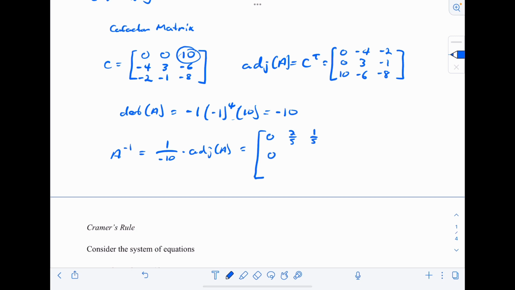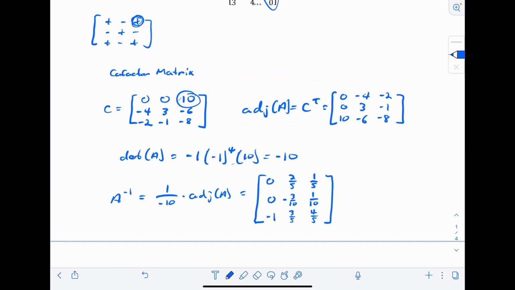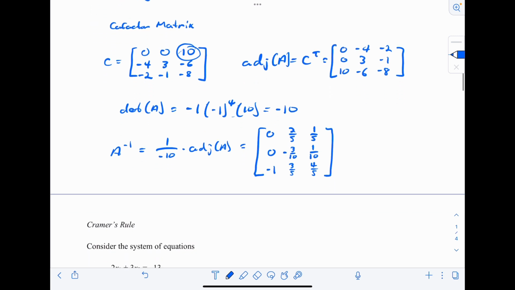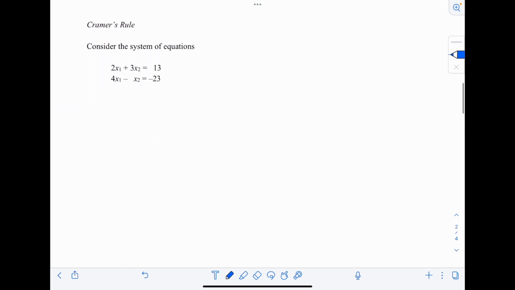Second row, again, we'll have 0. And then -3/10. Positive 1/10. And then down in the bottom row, we'd have 10 over -10 is a -1. -6 over -10 is 3/5. And -8 over -10 is a positive 4/5. So that is our inverse matrix, and that's how we use the adjoint to find that. So hopefully that makes sense. If you've got any questions, as always, let me know. But let's move on then to the next idea, which is Cramer's rule.